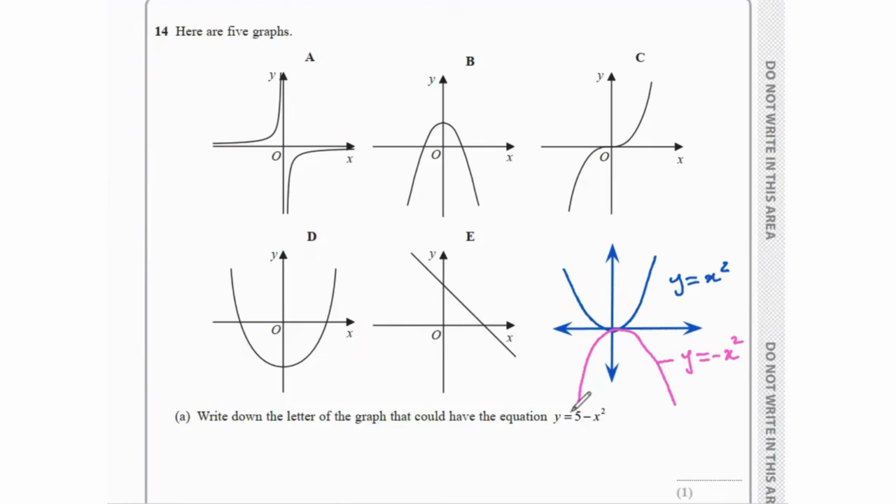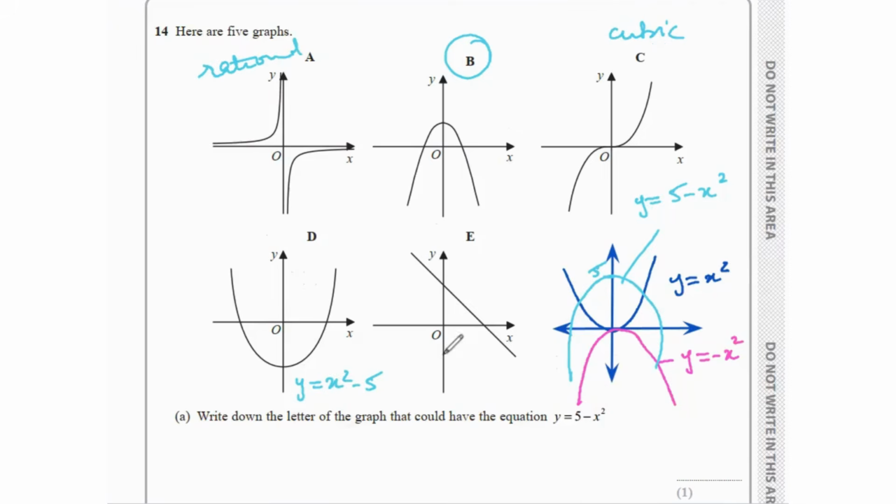Next, we're adding 5 to it, which means the graph moved 5 units up. So now it's passing through 5 instead of 0. So this is y equals 5 minus x squared. Based on that, this is the only graph that shows a negative quadratic equation. D is a positive quadratic equation. This would mostly be y equals x squared minus 5. This is your rational function. This is your cubic. This is your straight line.